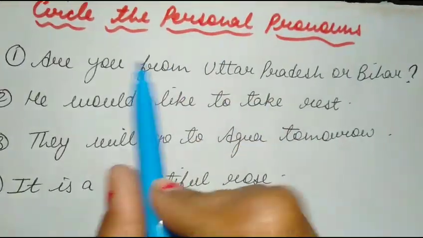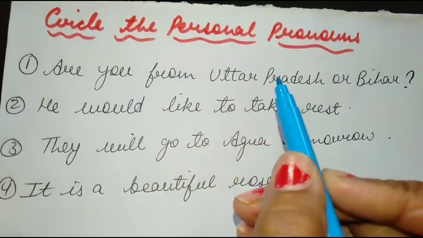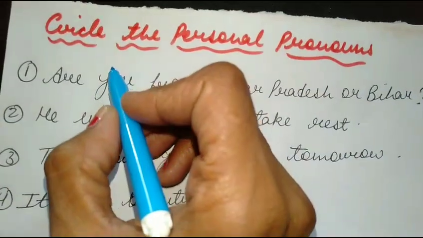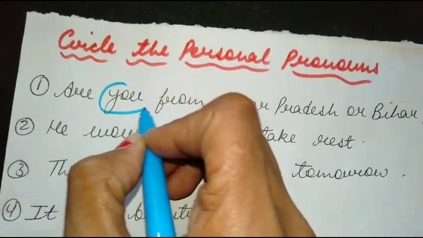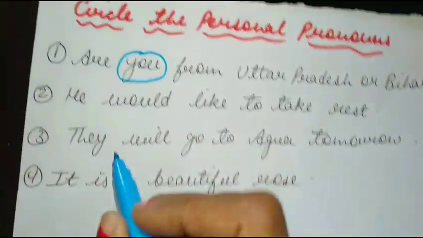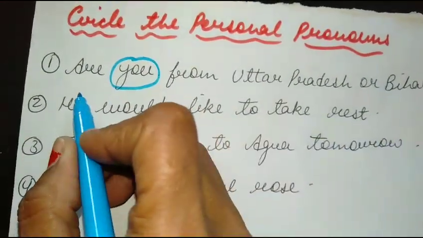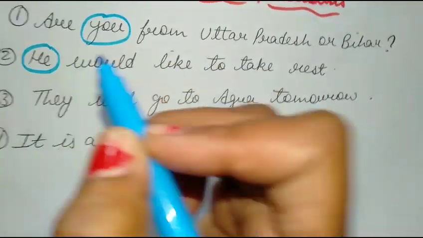Now we are going to do a short exercise related to personal pronouns. Circle the personal pronoun. Number 1, are you from Uttar Pradesh or Bihar? So you will be the personal pronoun in the given sentence. That is second person. He would like to take rest. He is a personal pronoun, that is third person singular.